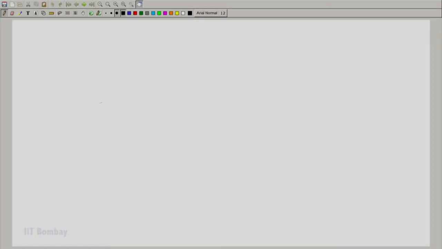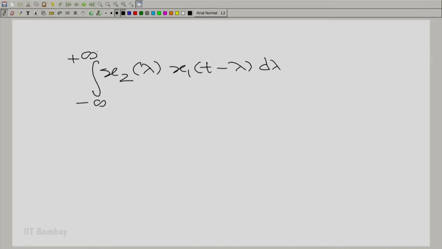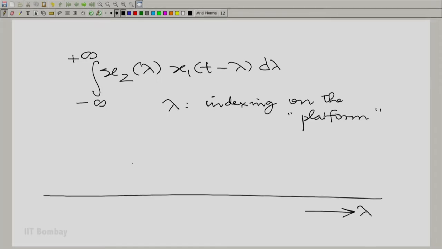There we are. We have this x2 here fixed. So, you know, we are going to write the convolution integral as x2 lambda x1 t minus lambda d lambda for every individual t. So, lambda is the indexing on the platform, and with respect to lambda, I have already drawn x2. We have agreed to make the height 1. Now, let us draw x1 t minus lambda.